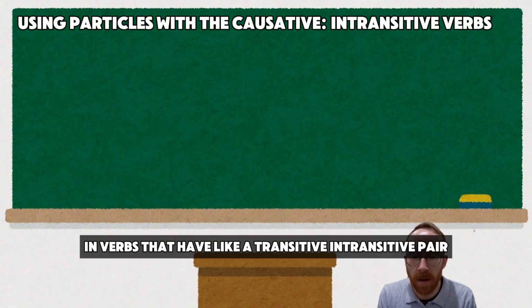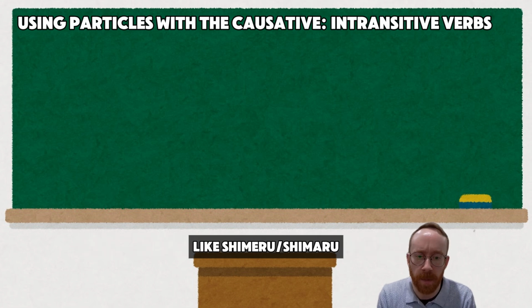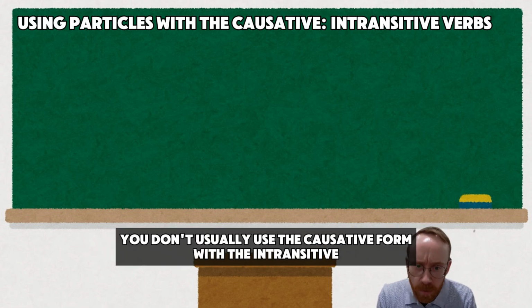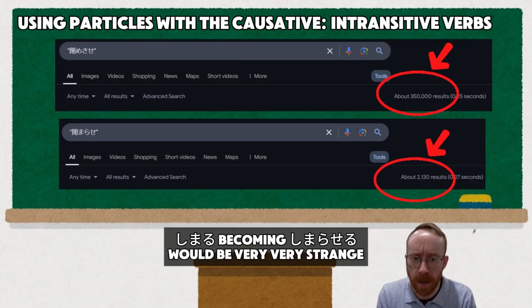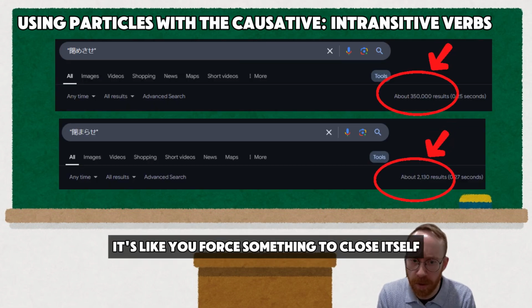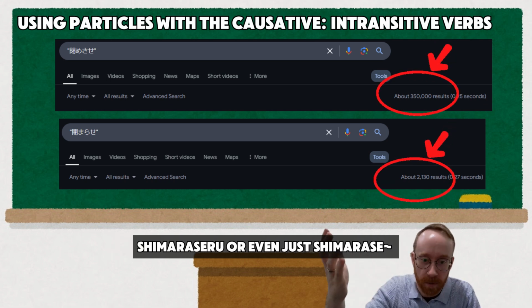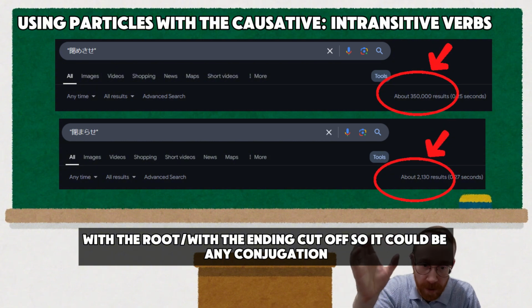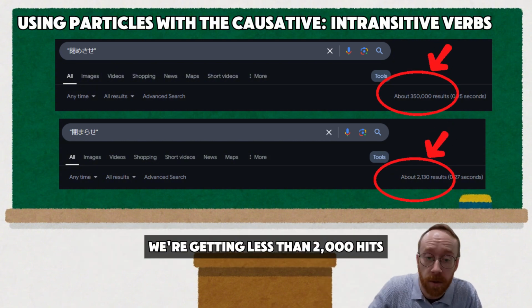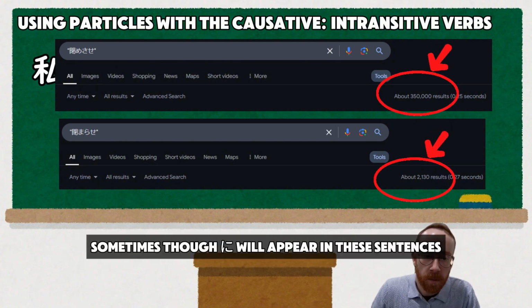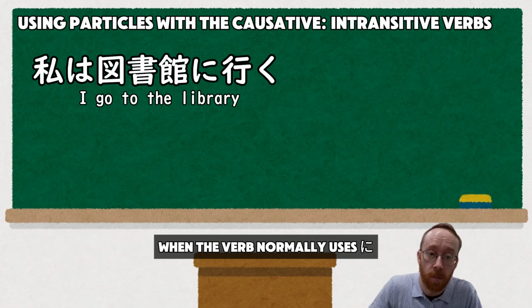That said, in verbs that have a transitive-intransitive pair, like shimeru, shimaru, you don't usually use the causative form with the intransitive. So, for instance, shimaru becoming shimaraseru would be very, very strange. It's like you force something to close itself. And if you look on Google, shimaraseru, or even just shimarase with the ending cut off, so it could be any conjugation, we're getting less than 2,000 hits. It's very, very rare.